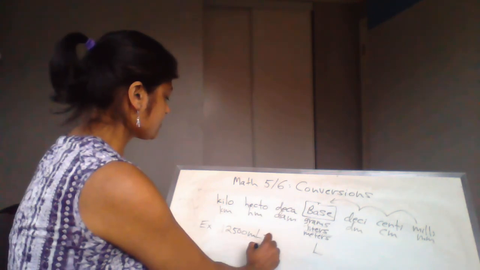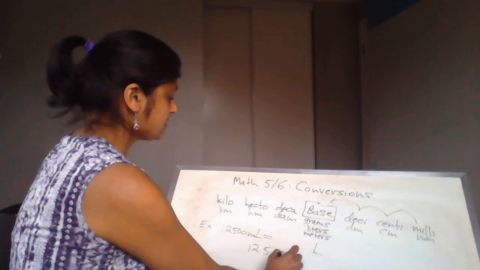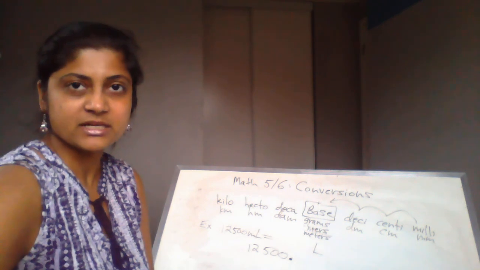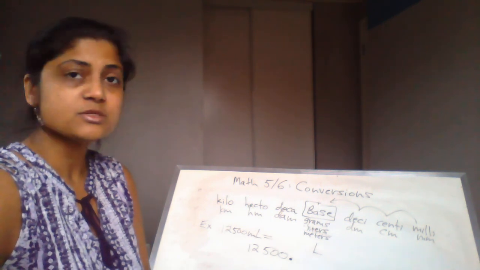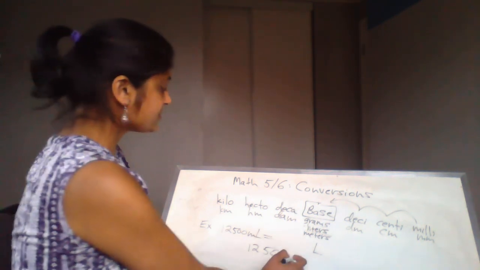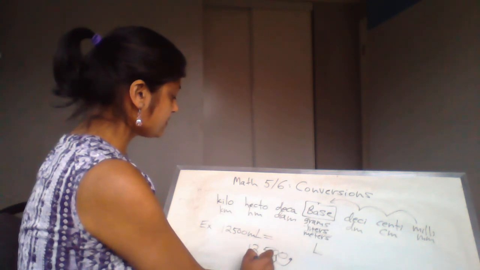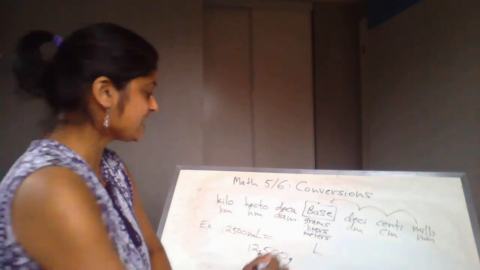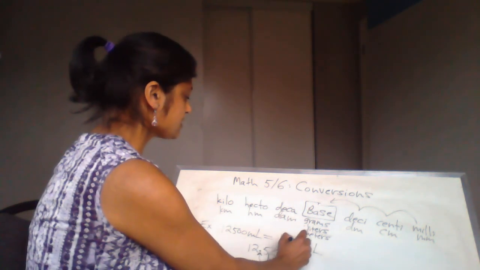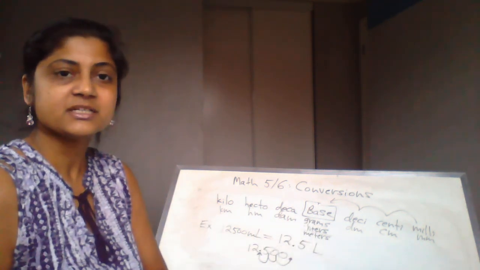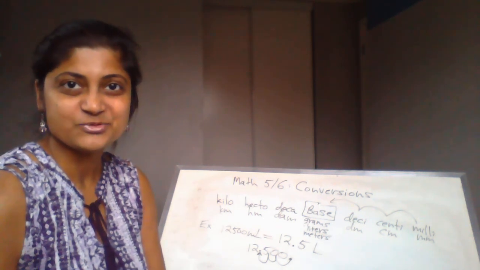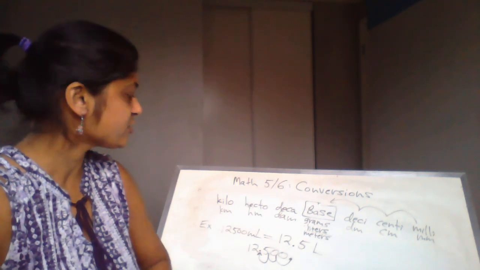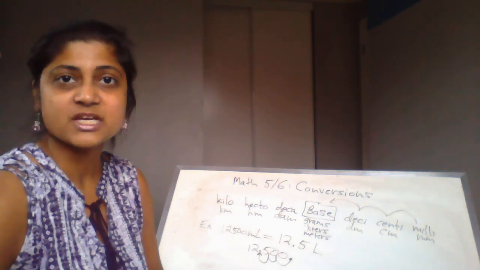So we're going to take our 12,500. This is where the decimal place is, right after that last 0. We're going to move to the left 3 times. So 1, 2, 3. The decimal place is right after the 2 now, and I can see my answer is 12.5 liters. Does everyone see that? So you're just moving the decimal place to the left and the right.